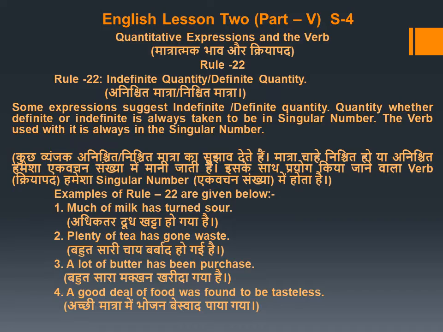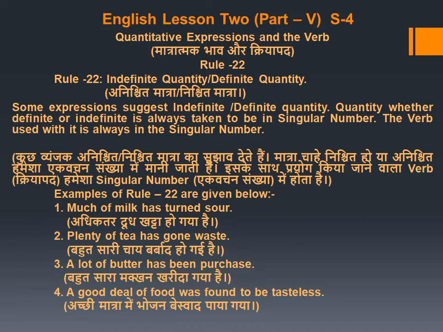Some expressions suggest indefinite or definite quantity. Quantity, whether definite or indefinite, is always taken to be in a singular form. The verb used with it is always in a singular number. So examples of rule 22 are given below.